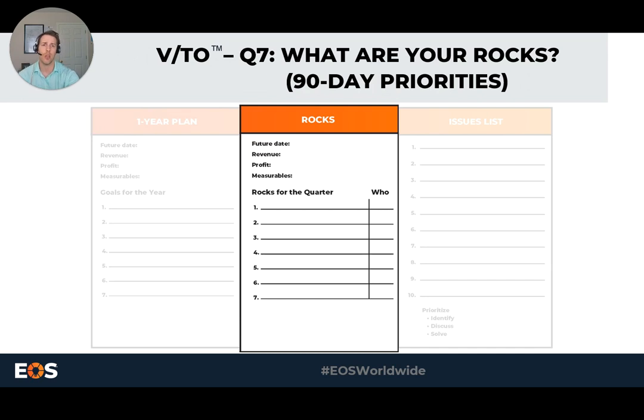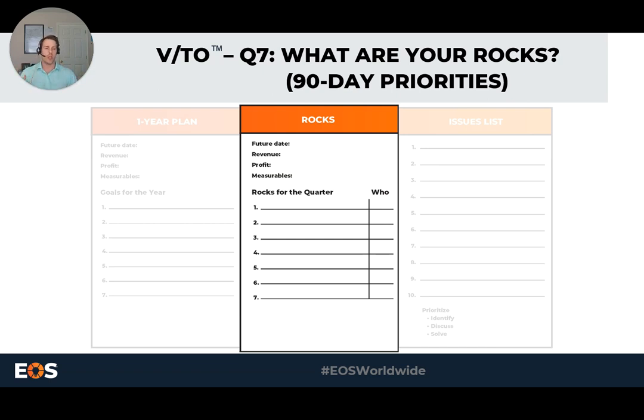And so that's really what the rocks concept is: it's a 90-day priority. You follow the same predictions, revenue, profit measurables, and then you have a specific rock for each owner. So a specific person on the leadership team, a member, they own it. And so it's 3 to 7, and ultimately you're creating 3 to 7 company rocks and 3 to 7 individual rocks for each individual member of the leadership team.